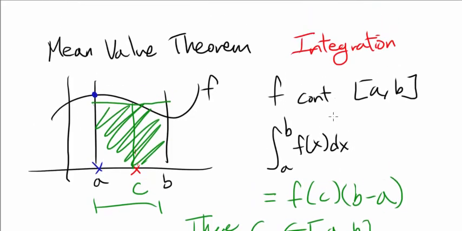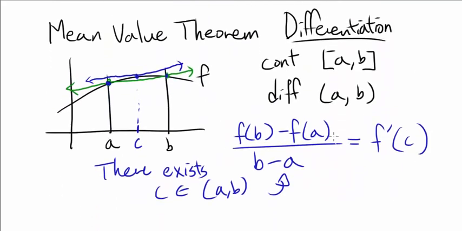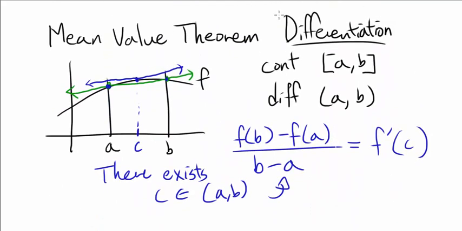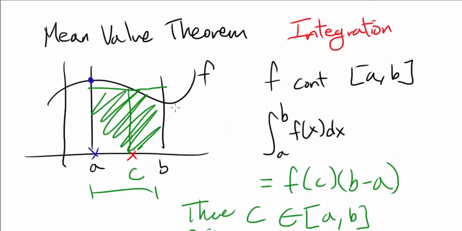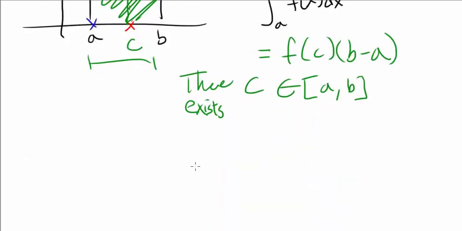And you may say, how is this even related to mean value theorem for differentiation? For differentiation, this is telling you there is an instantaneous rate of change that's going to equal the average rate of change. But mean value theorem for integration is telling you there is a point where you can make a rectangle such that the area of the rectangle is equal to the area under the curve. How are they even related? And the fundamental theorem tells you how they are related. They are exactly the same thing.